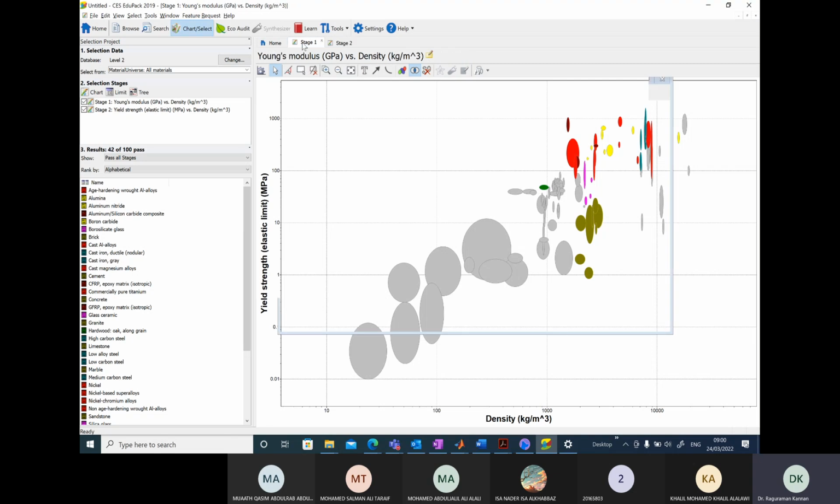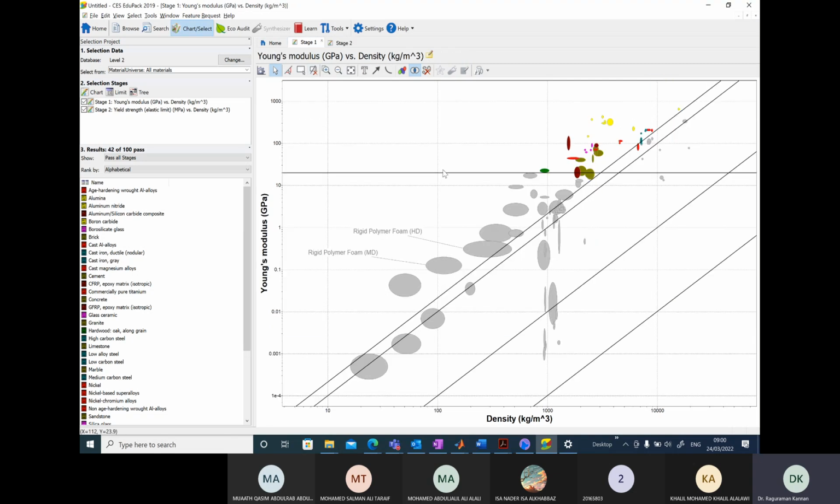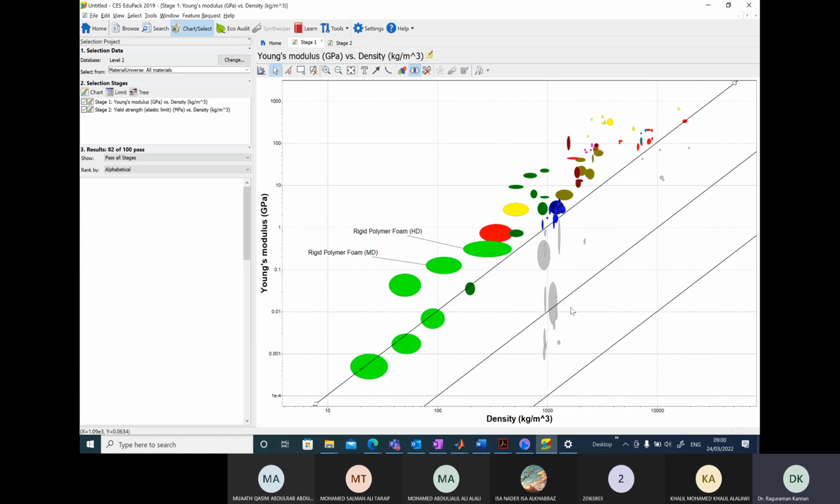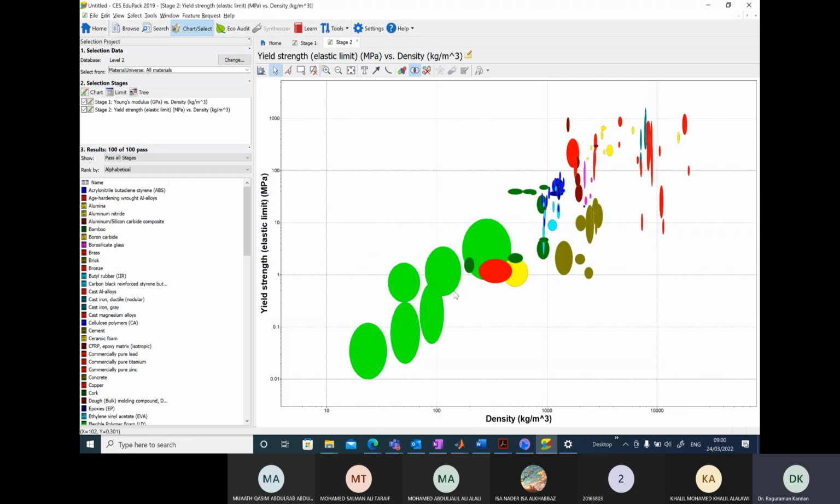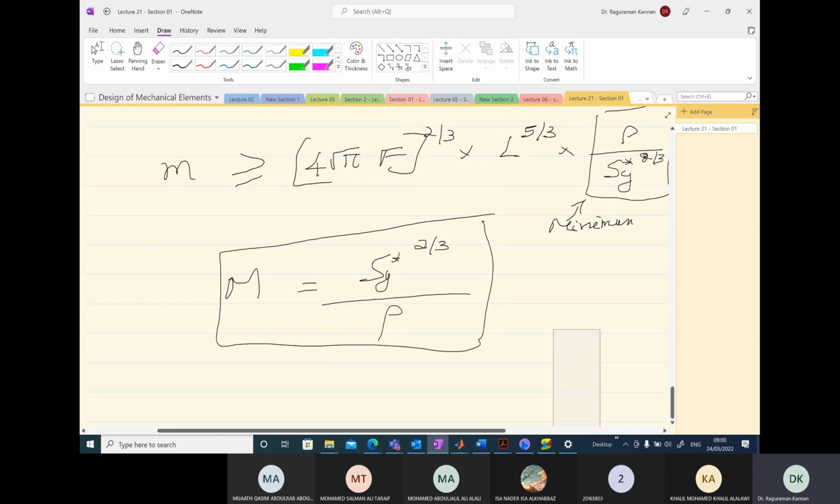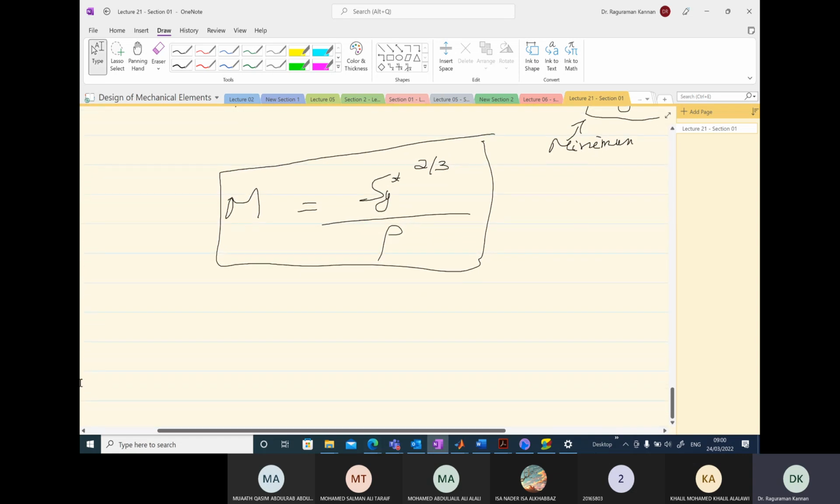Let's see here. Since we have probably drawn these lines here, it has grayed out in the other chart as well. Now after removing that, you can see the complete chart. Okay, so again yield strength. So to draw the guidelines, what do we do? Again we take log here, but before taking log on both sides, we want this ratio to be constant on the guideline. So this is some constant C.